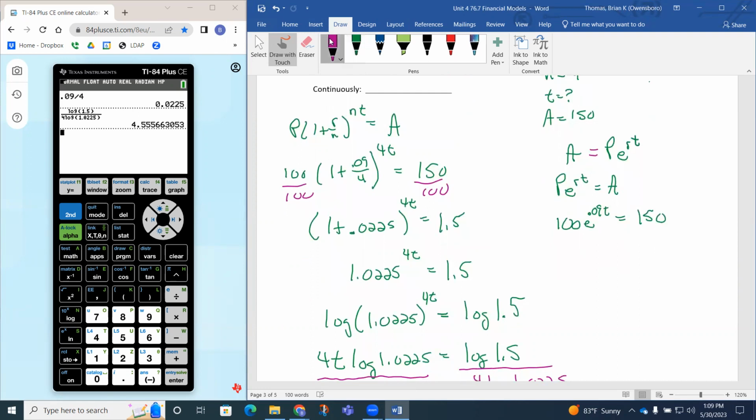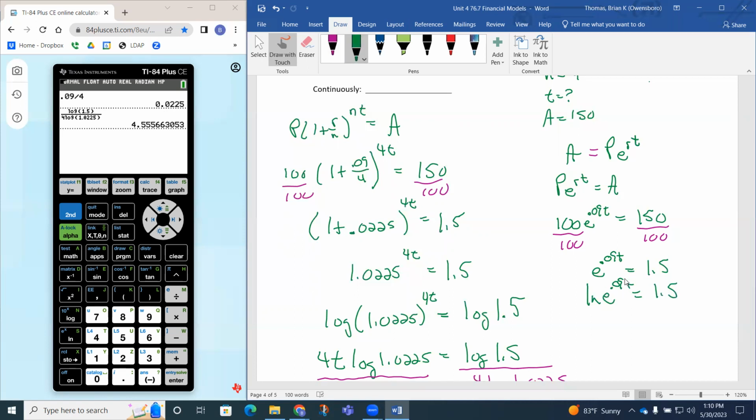So again, I want to solve for t. One of the first things I can do is get rid of this 100. So if I divide each side by 100, I can get rid of that coefficient, if you will, by using division. So it's going to give me this e to the 0.09 t equals 1.5. Since this is a base e, it's not a bad idea to just use the natural log. So the natural log of e to the 0.09 t is equal to 1.5.